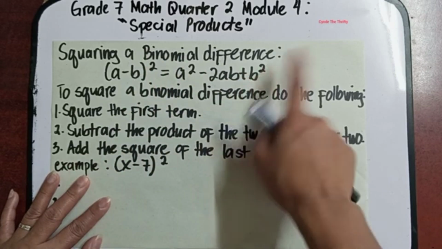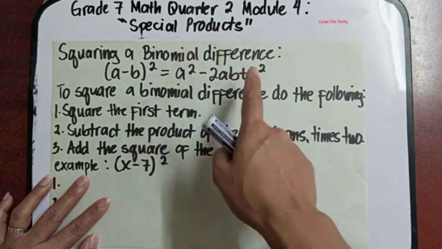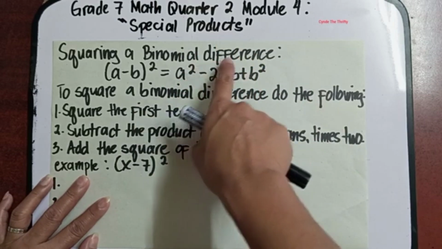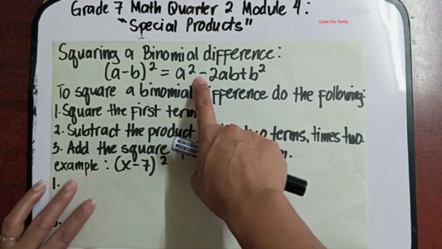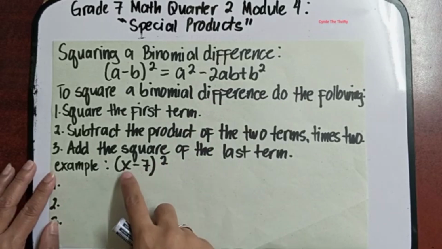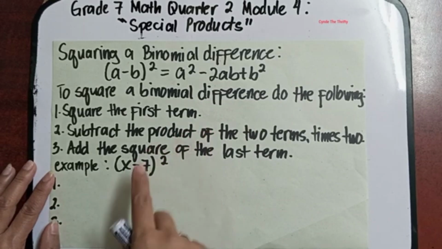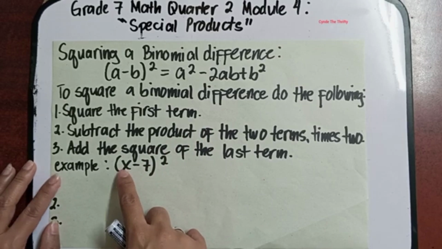Okay, so ang difference lang talaga nila is ang second term. Kasi ang sum is of course addition and then ang difference is subtraction. Okay, so gagawin na natin siya gamit ang ating example, x minus 7 squared. X minus 7 squared. So, ito yung tinatawag nating squaring a binomial difference. Kasi dalawang term tapos difference siya kasi subtraction and then i-square natin.